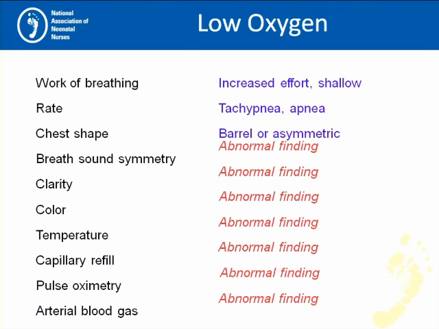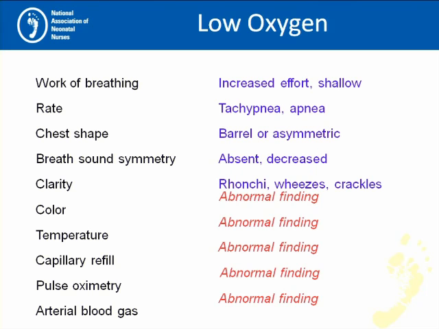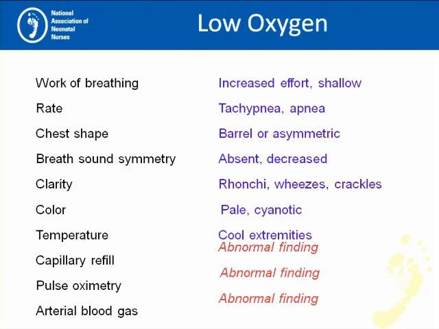Chest shape, abnormal findings: barrel chest and asymmetric chest. Breath sound symmetry, abnormal findings: absent or decreased sounds, asymmetry in lobes. Breath sound clarity, abnormal findings: rhonchi, wheezes, crackles. Color, abnormal findings: pale color, cyanosis. Temperature, abnormal finding: cool extremities.